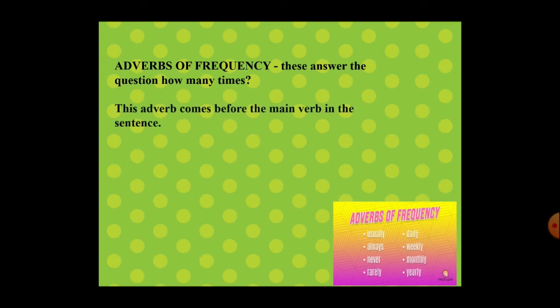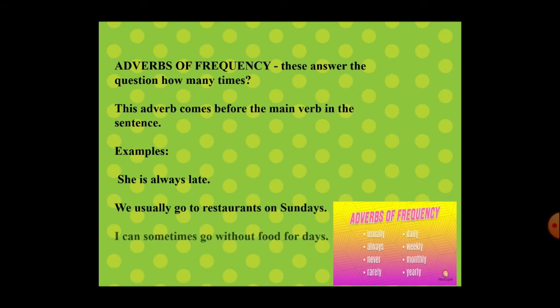This adverb comes before the main verb in the sentence. Examples: She is always late. We usually go to a restaurant on Sundays. I can sometimes go without food for days. Always, usually, and sometimes are examples of adverbs of frequency.